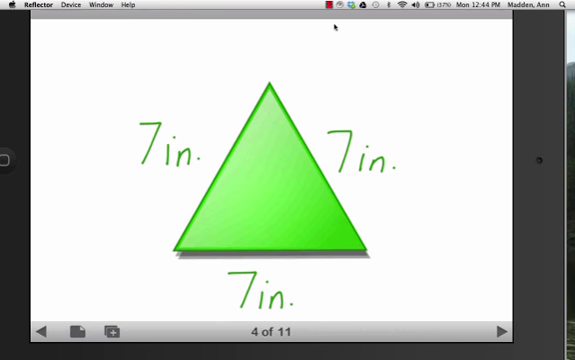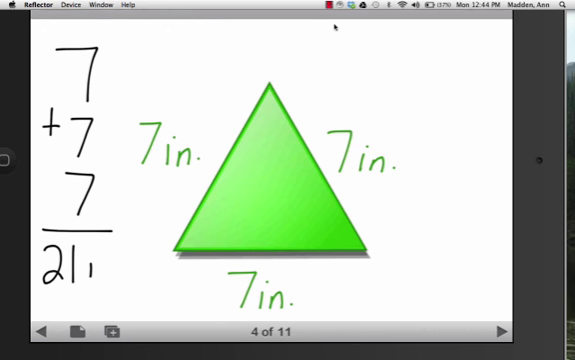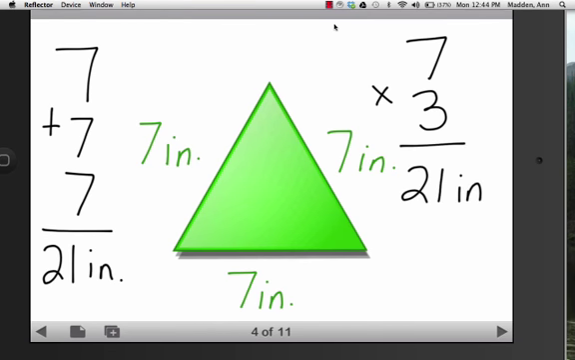You can do the perimeter for any shape. Each side of this triangle is 7 inches long. In order to find the perimeter, you add up all the sides. 7 plus 7 plus 7 is 21 inches. Did you find a different way how you could do it? Because all of the 3 sides of the triangle are the same length, you could simply take 7 times 3 is 21 inches. Either way works as long as all of the sides are equal length.